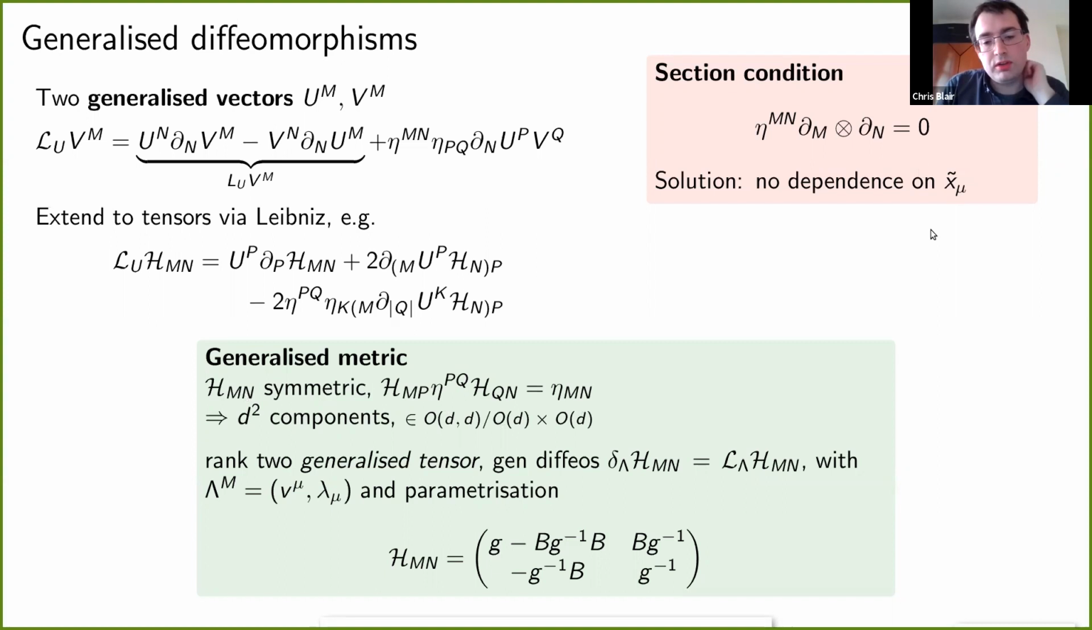When you solve the section condition and work out how the components of this tensor should transform, you find that it can be parameterized in terms of a metric and a B field in the following way. It's quite nonlinear, but it reminds you a little bit of what the Kaluza-Klein ansatz looks like for a metric and a one form. Except that the metric and the entire inverse metric are contained in this object. So this is our basic physical field.